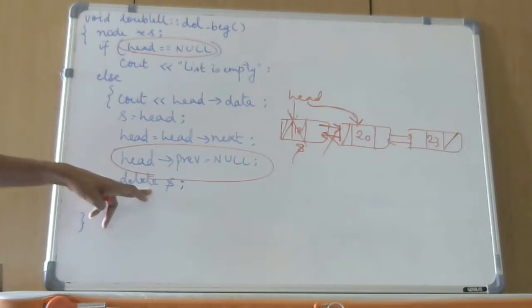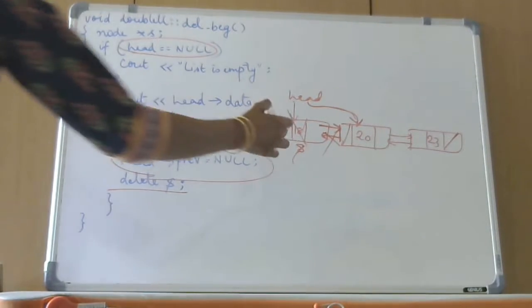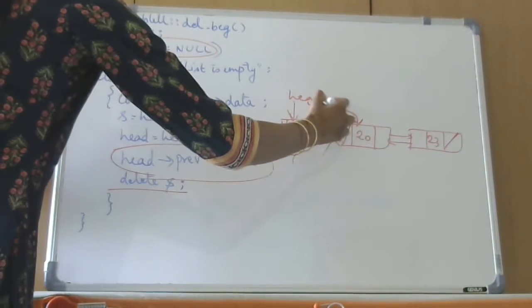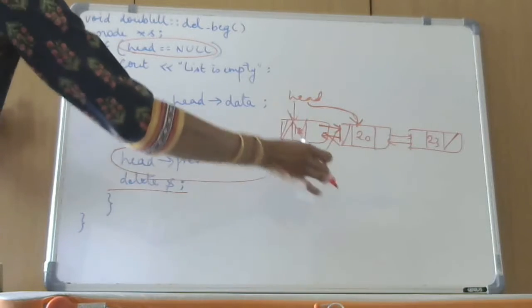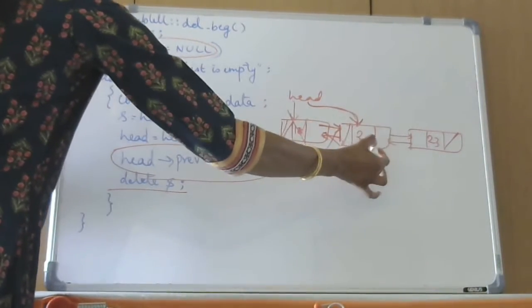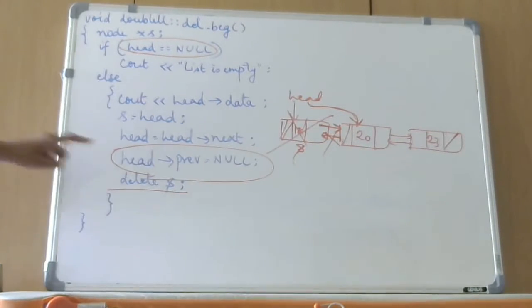When starting with linked lists, I told you there are two operators: new for allocating memory, and delete for deallocating the memory that we have assigned. So we deallocate by saying delete S. Whatever memory is allocated for this node will be given back to the operating system. Head is equal to head of next, so this becomes the new head and the old one is gone. Then head of previous should be null, because that node doesn't exist. So that is what we have done.